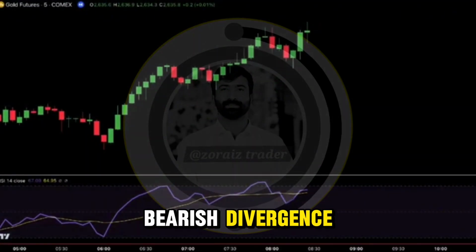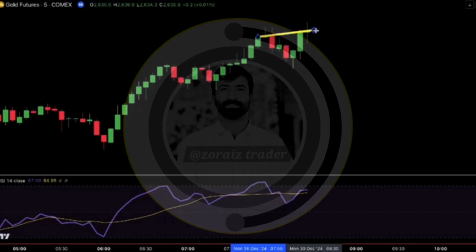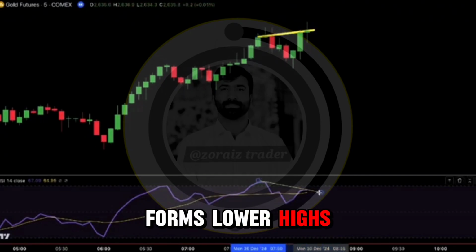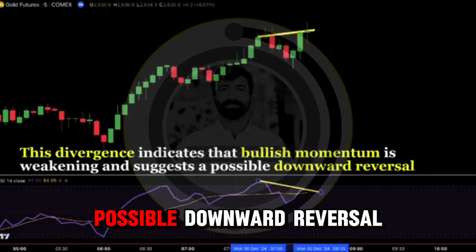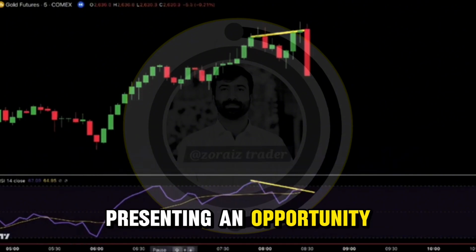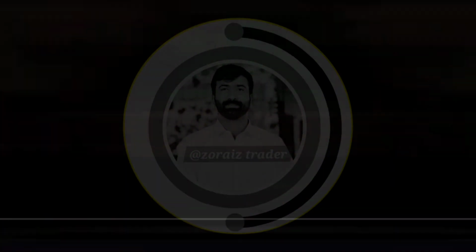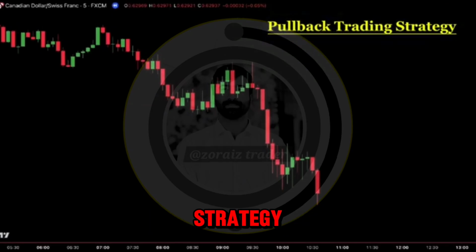Next, in a bearish divergence, the price forms higher highs, while the RSI forms lower highs. This divergence indicates that bullish momentum is fading and suggests a possible downward reversal, presenting an opportunity for a short trade.